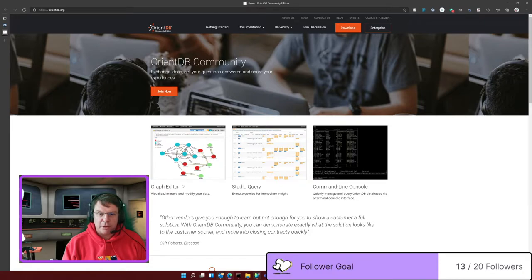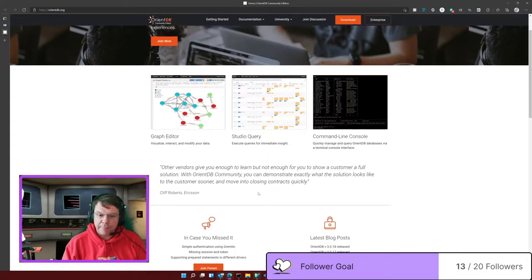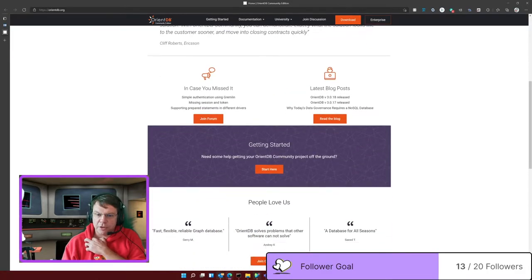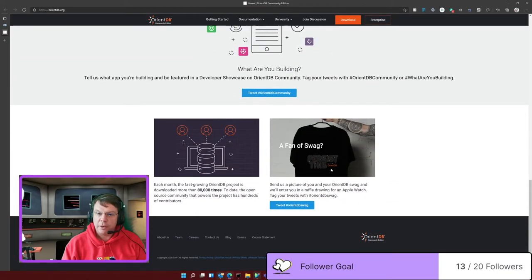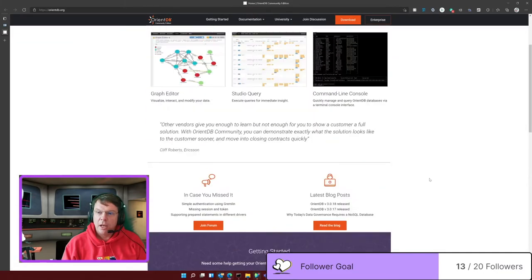I like this. I see this is some sort of visual graph editor. I've got some sort of UI for querying. I've got a command line console. Great. That gives me some important information right there. They've got some tooling and some accessibility. Don't know if they're good, but they're there. So I like that. I have some blog posts. Getting started. Okay, I'll come back to getting started. Man of swag. Well, yes, I am. Okay.